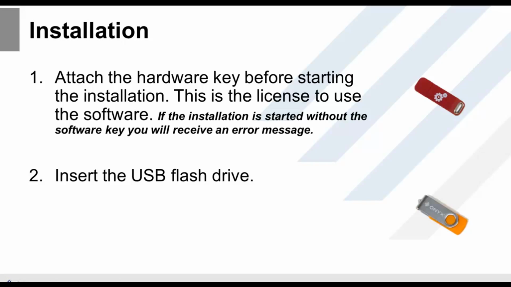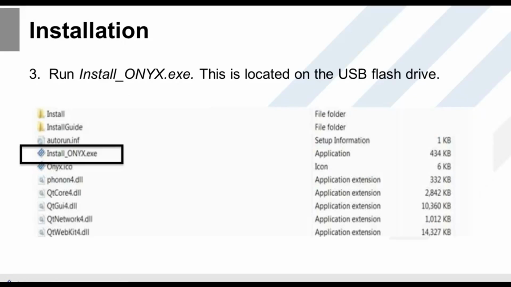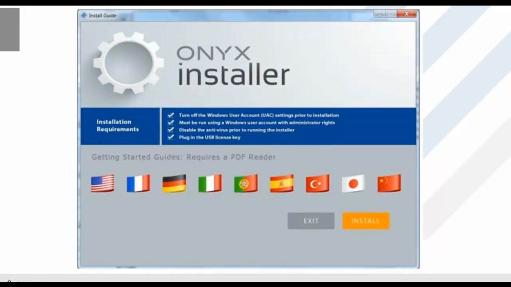At this point, we can install the USB hardware key and then the USB flash drive with the program installation. Once we've made sure that we've accomplished those steps, we're able to double-click on our install executable. Our installation guide splash screen will appear, and again, take note of our installation requirements, which are also mentioned in our other video on our website before installation. We'll then select the install button.